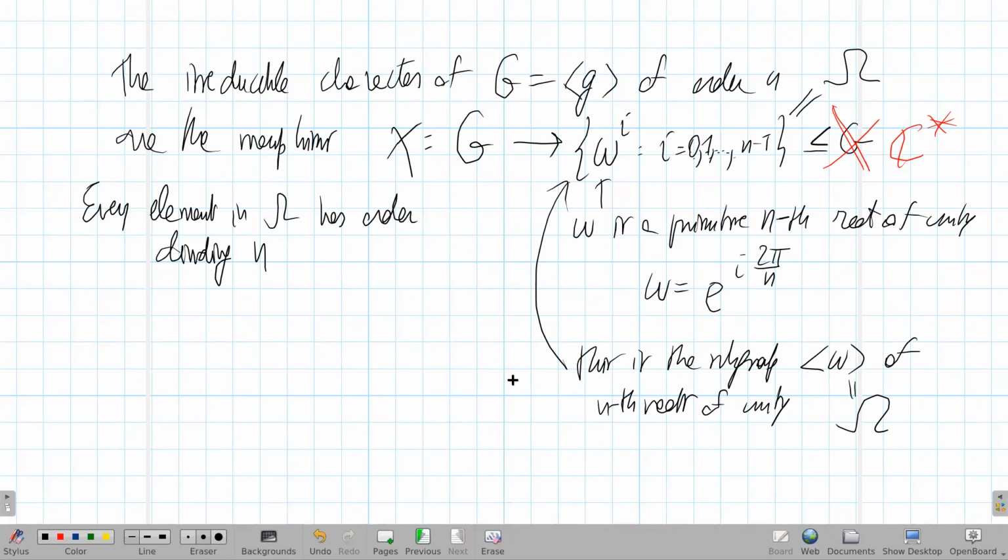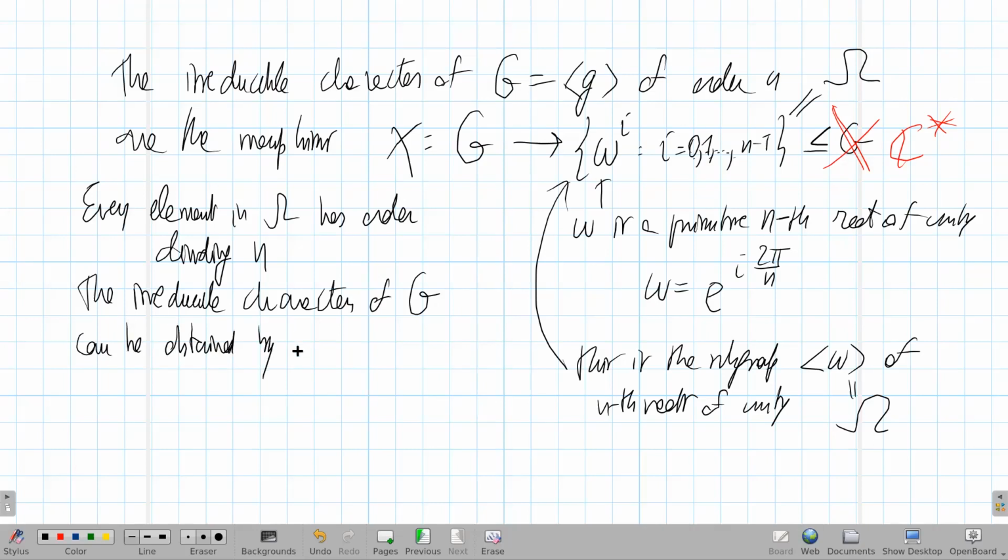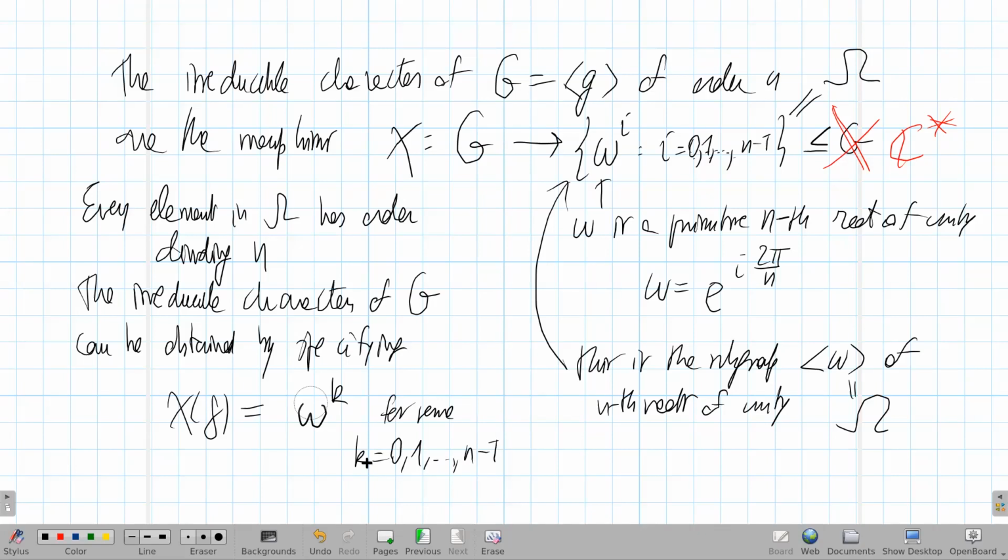And so the point is, the irreducible characters of G can be obtained simply by specifying. Remember, since G is a cyclic group of order n, to give a morphism from G to another group, you have just to assign the image of g to be an element of order dividing n. Every element here is okay, because they all have order dividing n, specifying chi of g equal to omega to the k, for some k. I wrote i here, but I could have written k, because I prefer to use this notation, okay? So once you have this, you have that chi of g^x is just omega^(kx), okay?